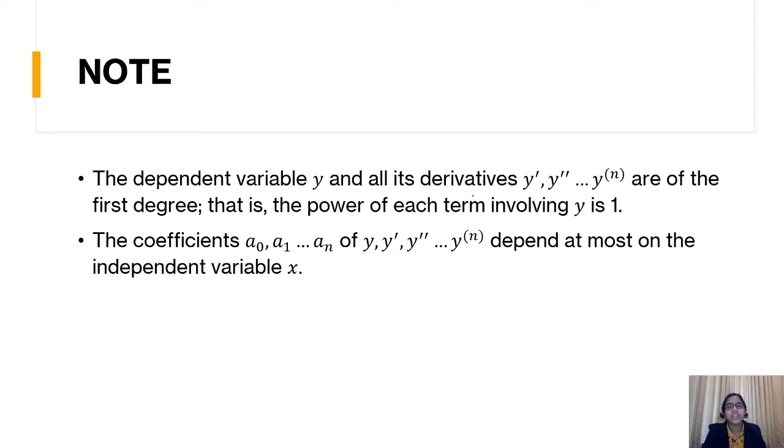That is, the power of each term involving y is 1. There will be no higher powers. Also the second one, the coefficients a0, a1, etc., an of y, y dash, y double dash, etc., y raised to n depend at most on the independent variable x. So it should not depend on any other variable. That is, the coefficient must not be dependent on any other variable. So these are the two notes that we must keep in mind while considering the classification by linearity.